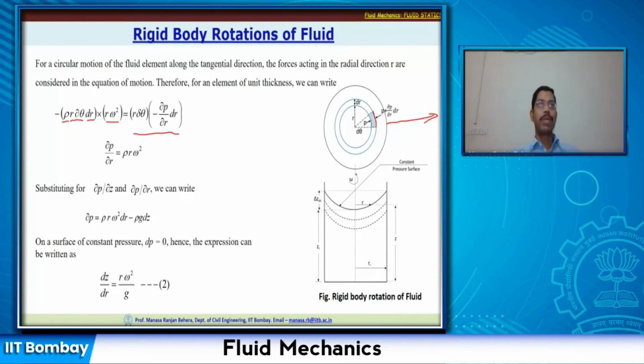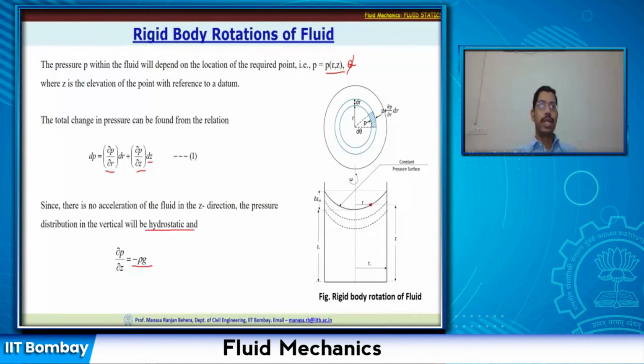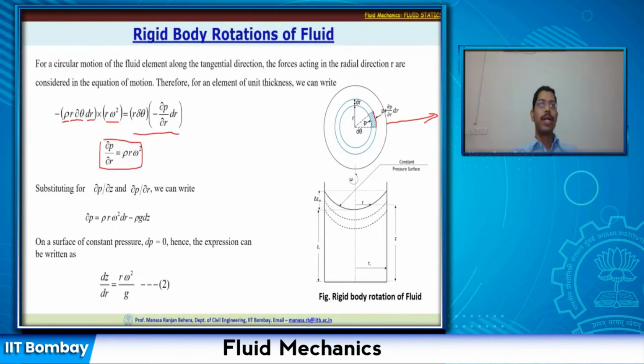We have already obtained ∂P/∂Z, and now we have obtained ∂P/∂R. Taking these two parameters, if we substitute the values of ∂P/∂Z and ∂P/∂R in our equation, we can write that the change in pressure is equal to rho R omega square dr minus rho G dz.